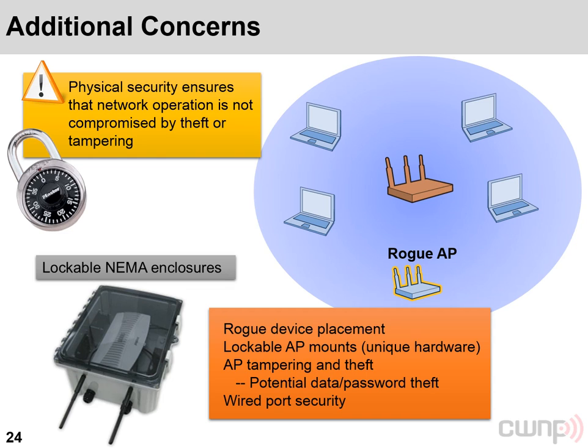We can lock them in the mounts, so we get mounts that are lockable rather than just the fact that anyone can walk up and slip it off the wall and walk away with our access point. We can get NEMA enclosures for outdoor devices. So there are certainly things that we can do in order to give us protection in these types of areas. But physical security is something we need to consider.